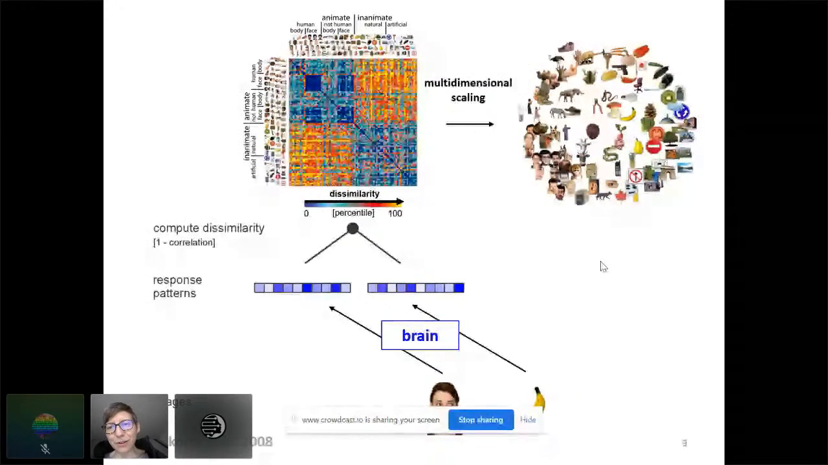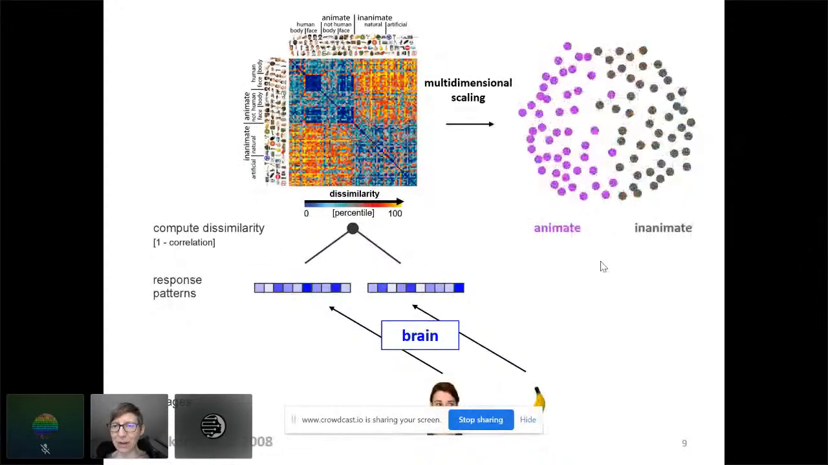And what we see here is that if we color code these images according to their category membership, we can again see this same information, that there are these clusters of animate and inanimate objects and also human faces. So I'm just showing this because I'll use more of these multidimensional or MDS plots throughout the presentation.